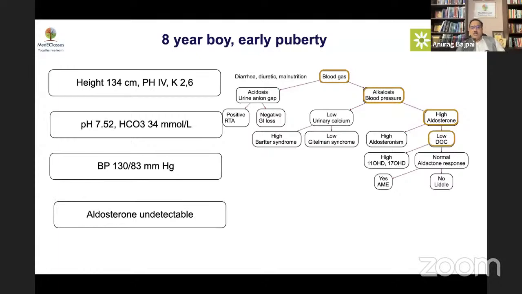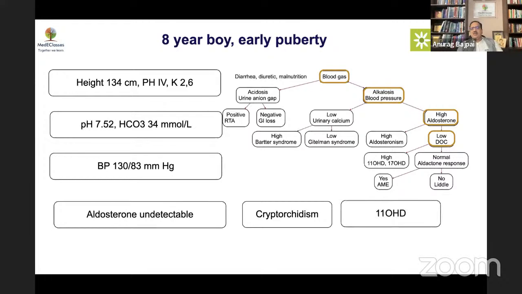So aldosterone was undetectable. There was interestingly cryptorchidism. So this was even more interesting. So this is 11-hydroxylase deficiency in an XX individual who has now been reared as a male because of extreme level of virilization.